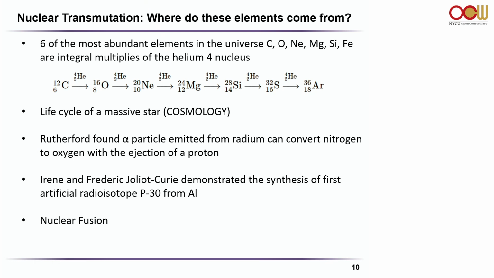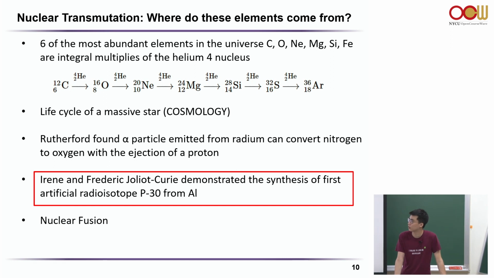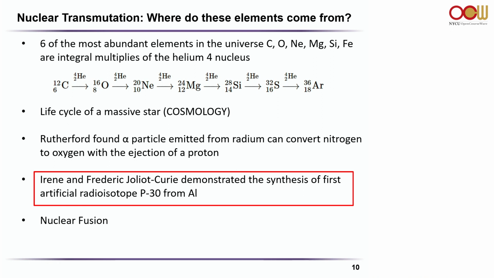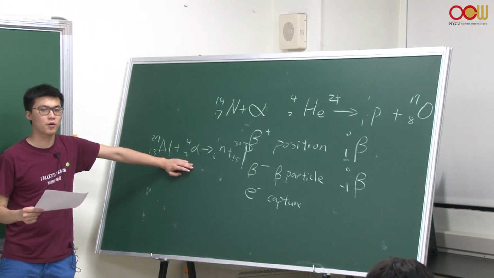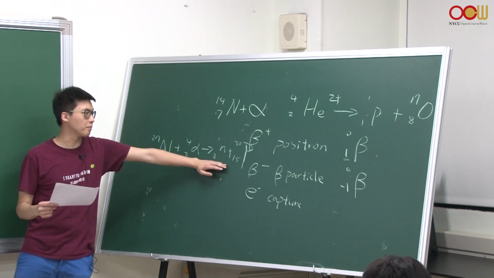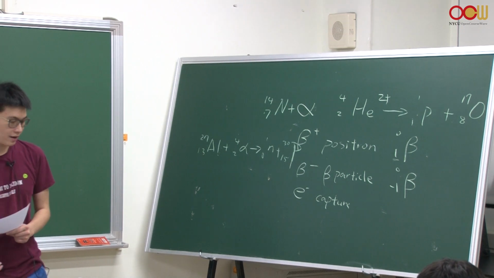So Rutherford found that, and Irene and Frederick Joliot-Curie. Irene is the daughter of Marie Curie. I think she also won a Nobel Prize for the discovery of different elements. And then that is her husband, Frederick. They demonstrated the synthesis of the first artificial radioisotope, which cannot be found in nature. So she was able to figure out that you have aluminum, it basically accepts an alpha particle, and then you would emit an extra neutron out, but give you this phosphorus isotope.